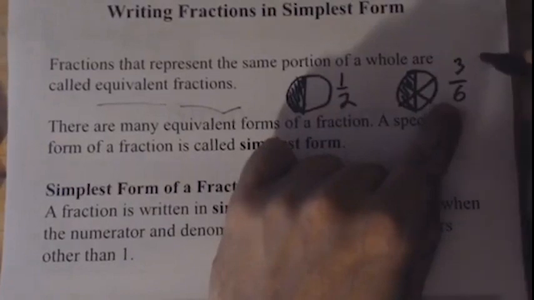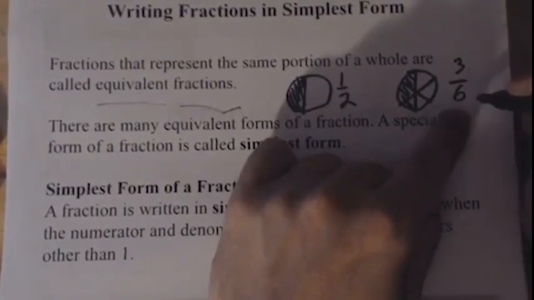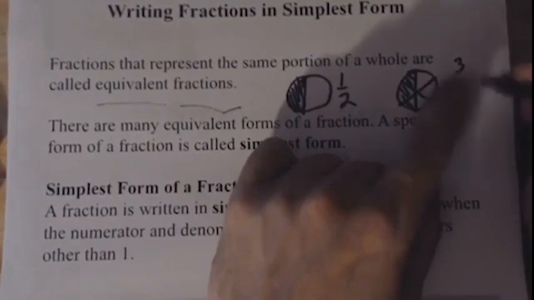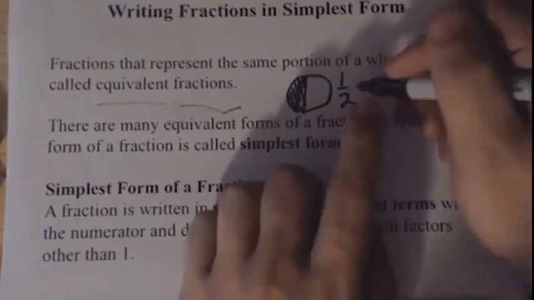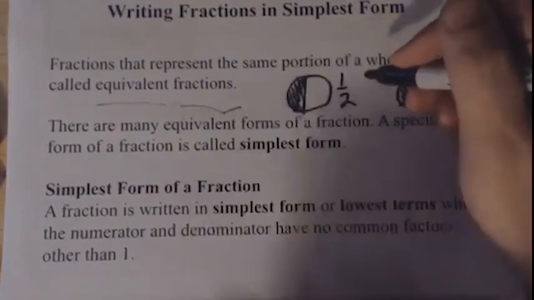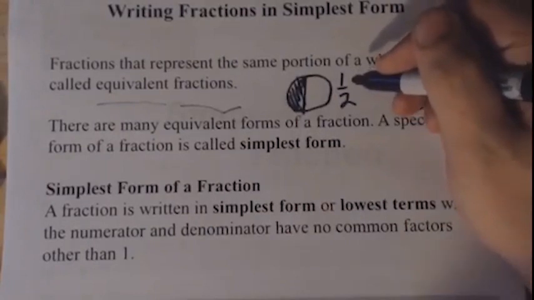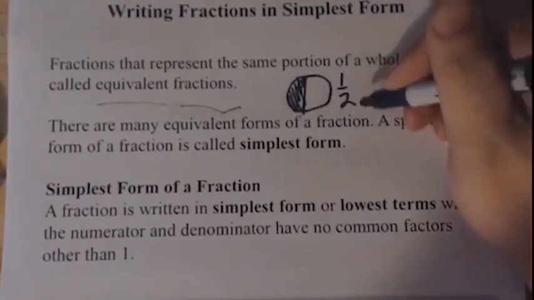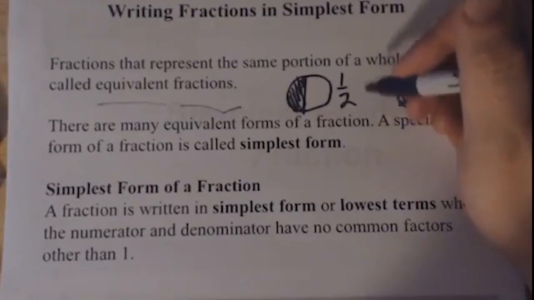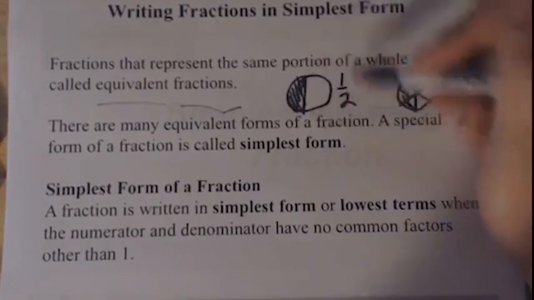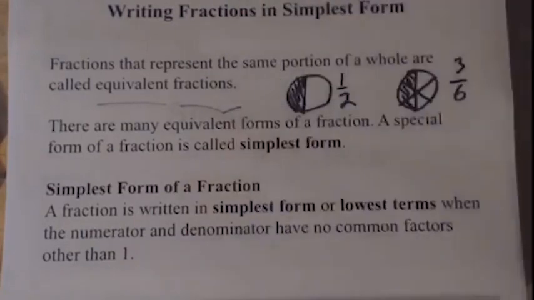3/6 though, 3 is 3 times 1, 6 is 3 times 2, 3 and 6 have a common factor of 3. 1 and 2 don't have any common factors outside of 1. 1 is just 1, 2 is 2 times 1. The only number they have in common as a factor is 1. This one would be in simplest form.